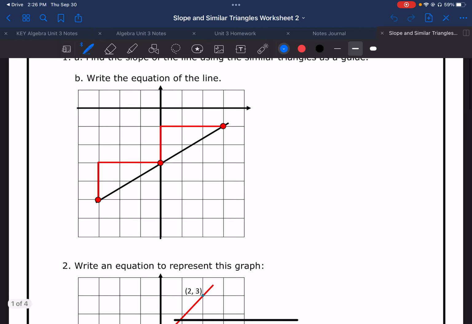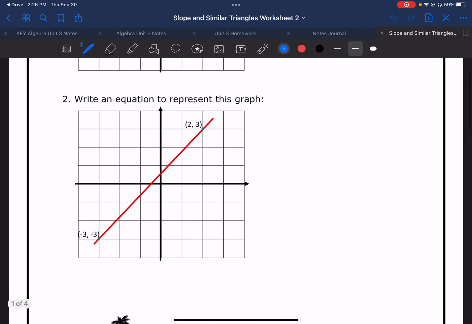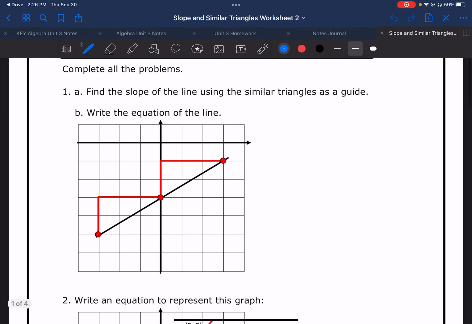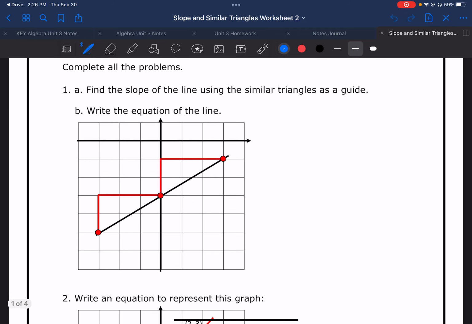Okay, now, if I'm being very honest, we should all know how to do this by now. But if you don't know, don't cry. We're going to work it together. Here we go. All right, so number question.